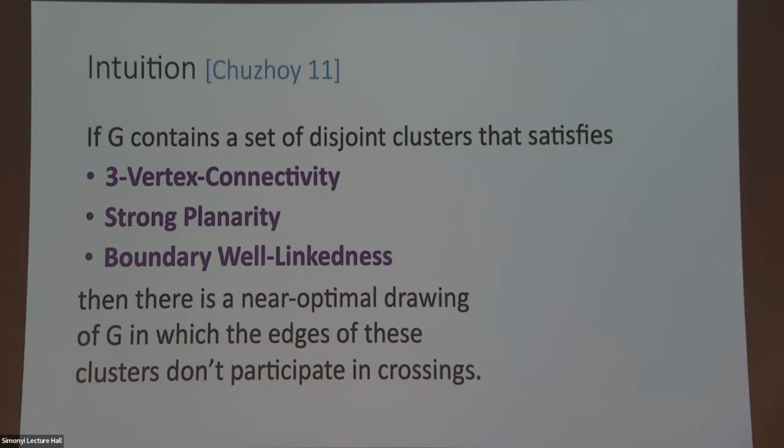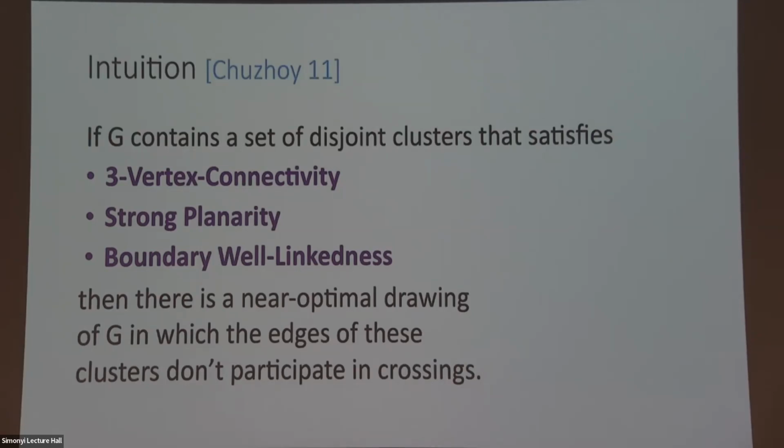participate in crossings. So if a graph just contains a set of disjoint clusters that satisfy these three properties, then there exists a near optimal join in which these edges do not participate in crossing. This is what we require actually. These edges do not participate in any crossing, even with the new ones. So this is the intuition of what we're going to do for the main theorem.